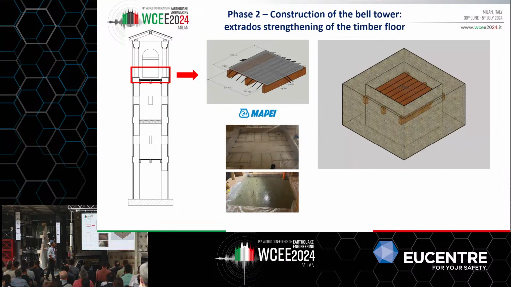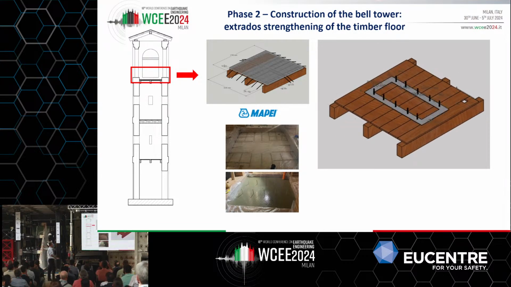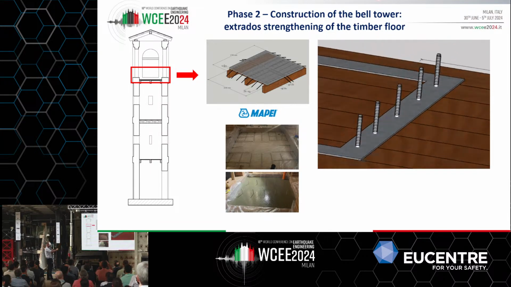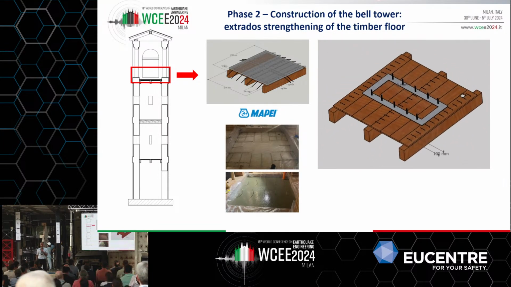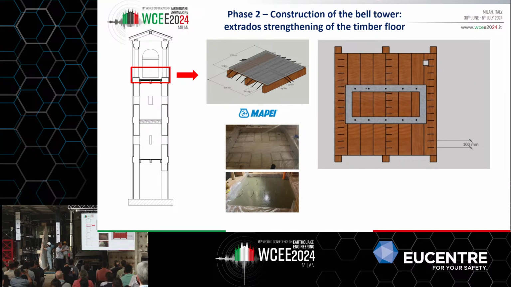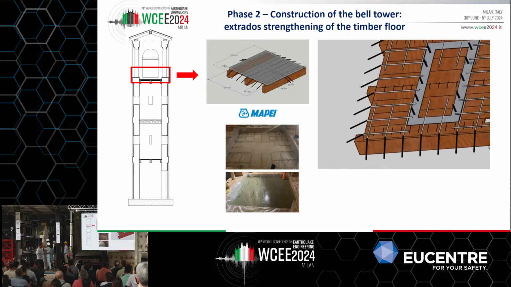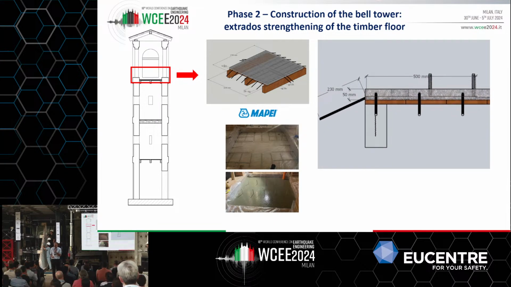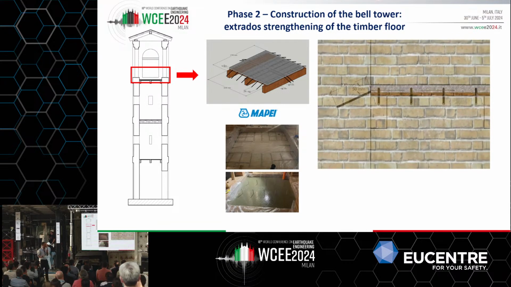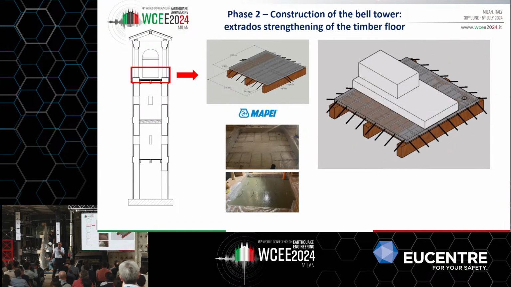Of course, below the machine, at the level of the extrados of the floor, we had to strengthen the floor, through a concrete topping, which was anchored at the peripheral sides of the bell tower, in order, of course, to get rigidity and strength enough to transfer the forces of the system to the tower.